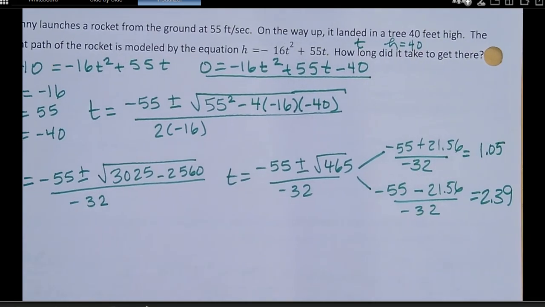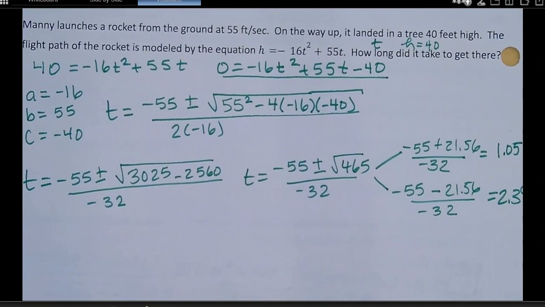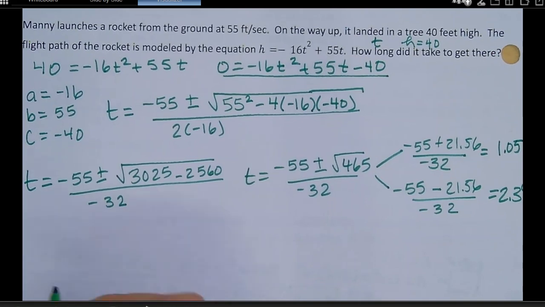So here's the thing now. We are going to reject any answers that don't make sense. So we're going to think about this. Manny launched the rocket from the ground, and on the way up, it landed in a tree 40 feet high. How long did it take to get there?